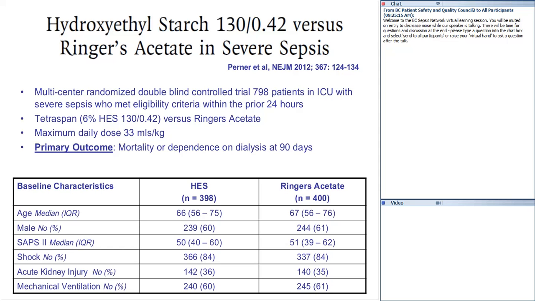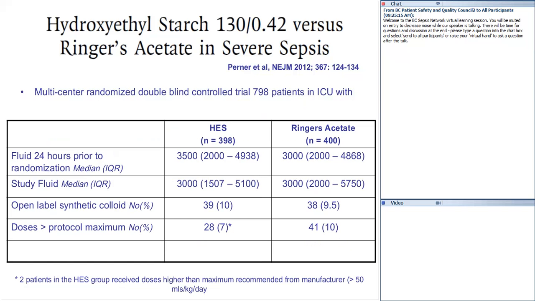With regard to the baseline characteristics in that study, the age was similar between the two groups, as was the sex. About 60% of them were male. The SAPS-2 scores were also similar to indicate how severely ill they were. The vast majority of them were in shock at baseline. About a third of them had acute kidney injury at baseline, and almost two-thirds of them were ventilated at baseline. So very similar baseline characteristics between the two study groups.